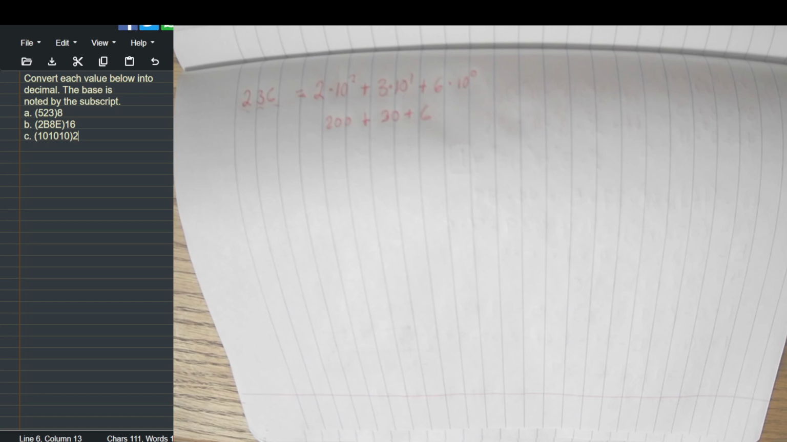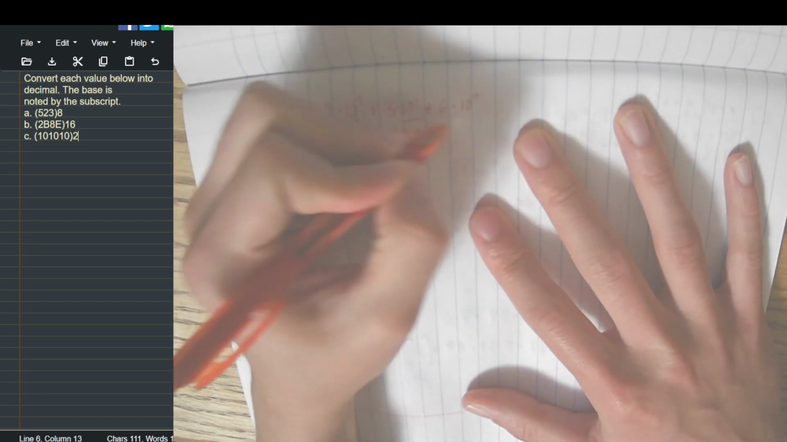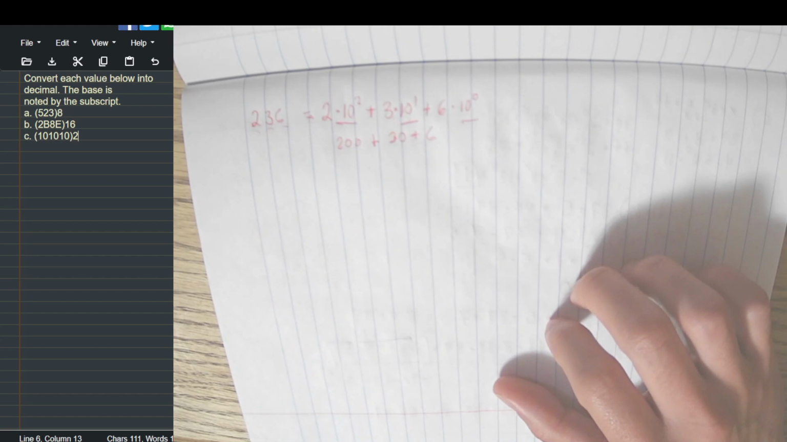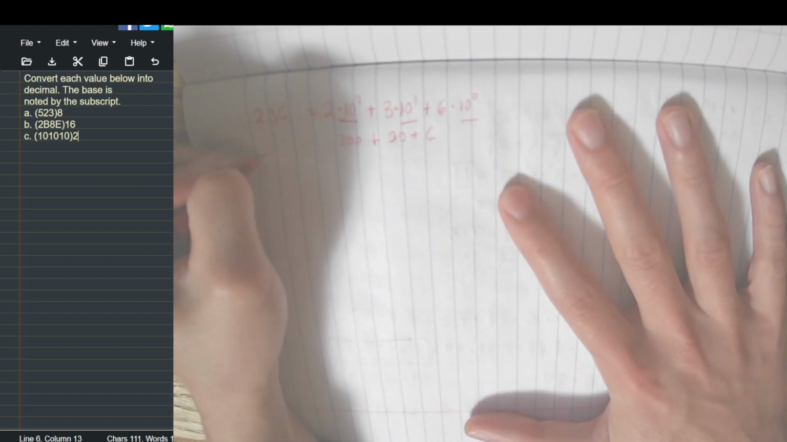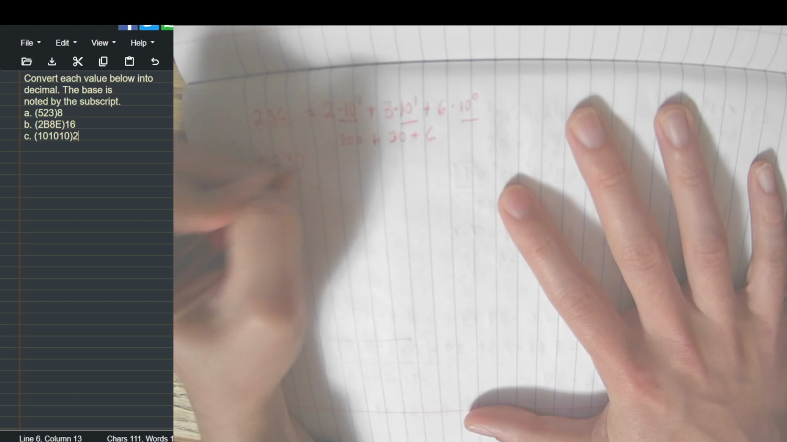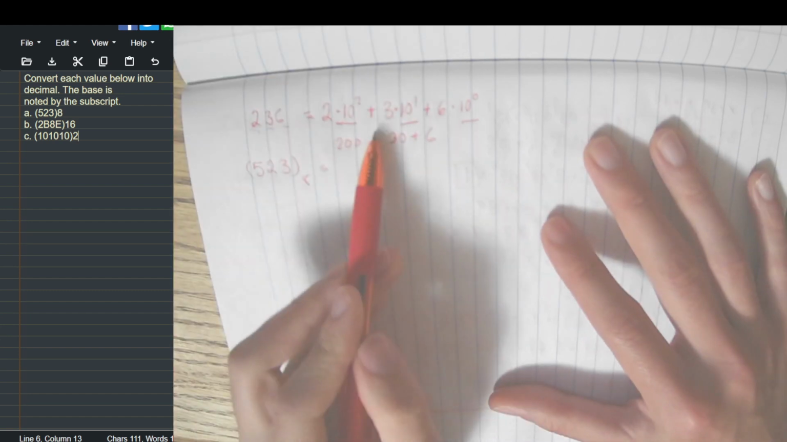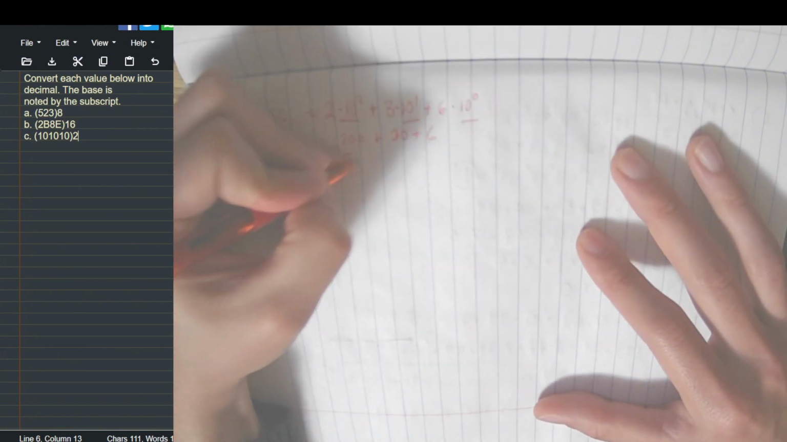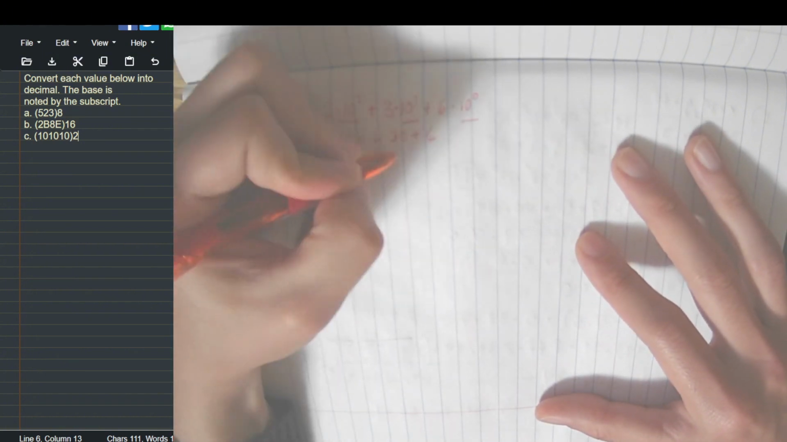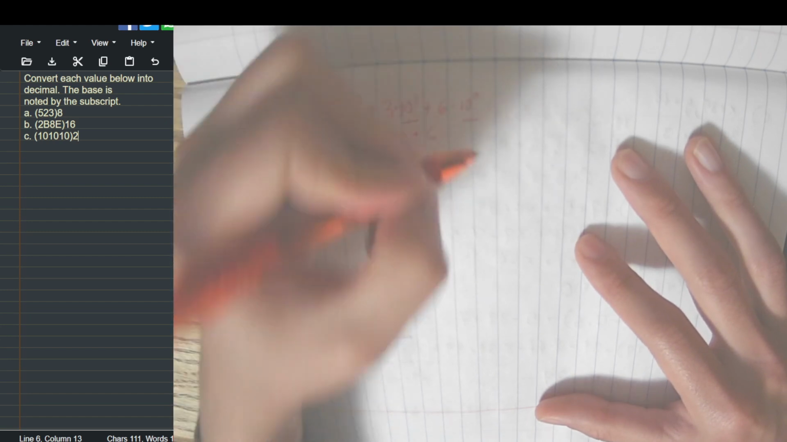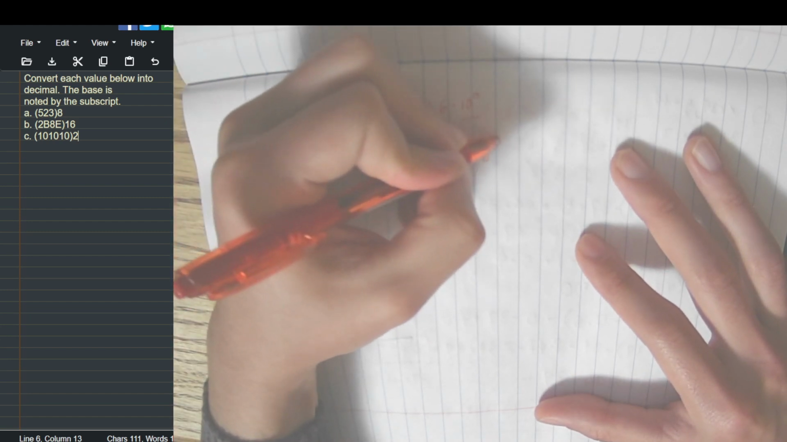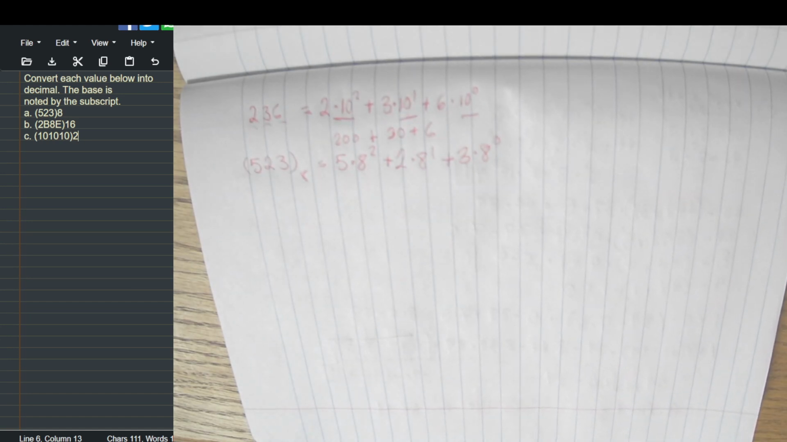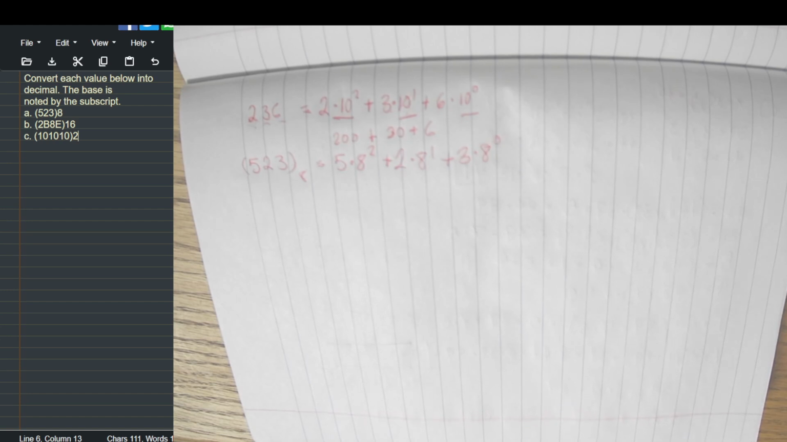This is base 10 because these all have a base of 10. So if I was going to do a number like 523 in base 8, I would do exactly what I did here, but change the base to 8. So I would have 5 times 8 squared plus 2 times 8 to the first plus 3 times 8 to the power of 0. And if I calculate what that is, I will get 339.